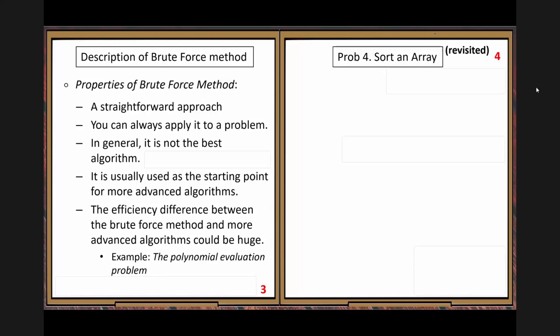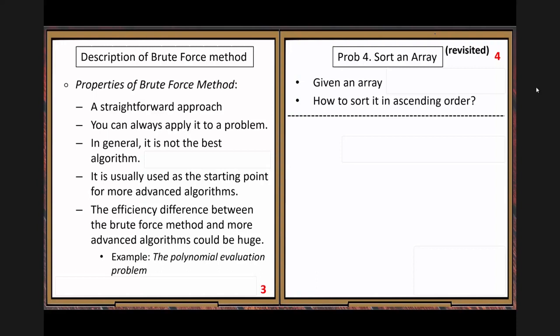So now, let's work on our problem number 4. Another time, revisit. The first time, selection sort. Now we want to sort it using a different way. Second time. So we call it revisit this problem. Given an array, how to sort it in ascending order. You may ask me why we need to do it another time.